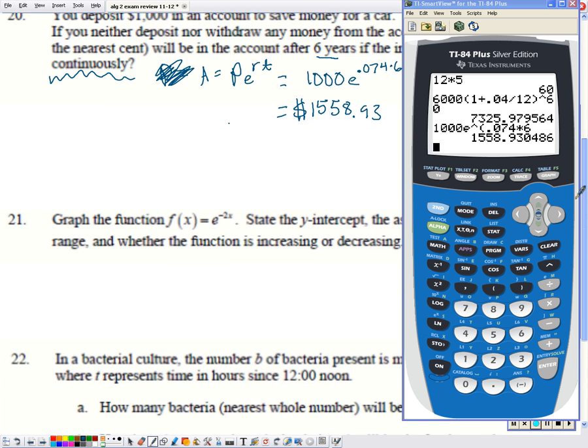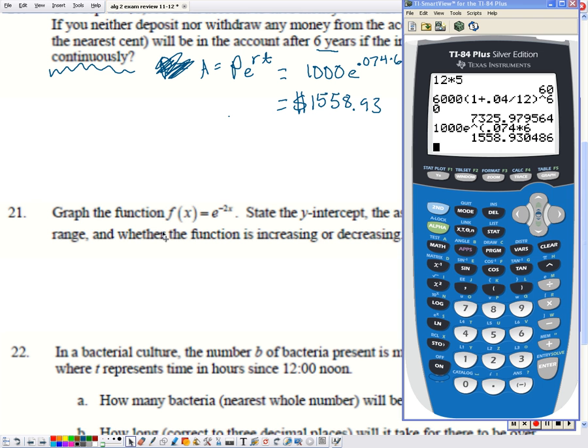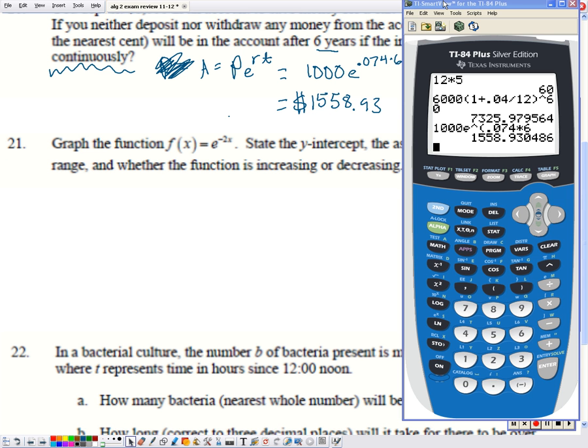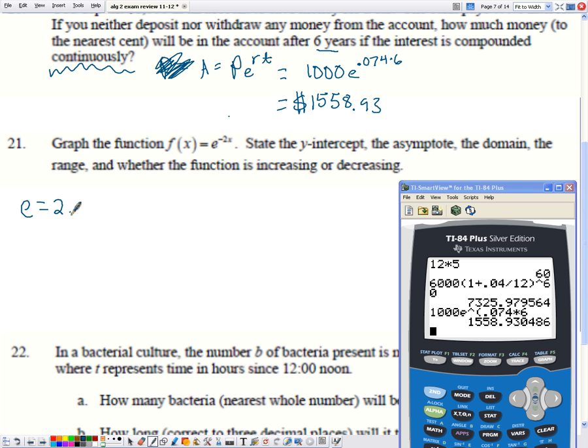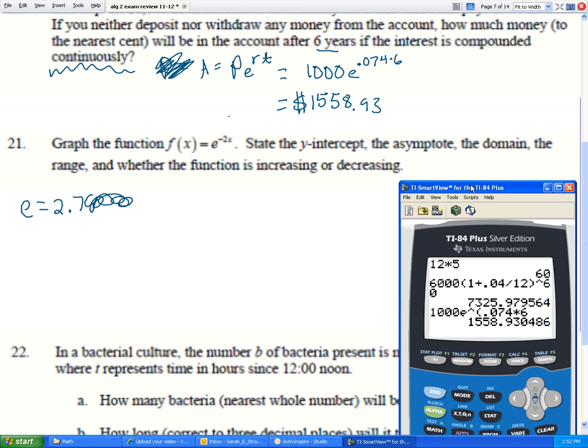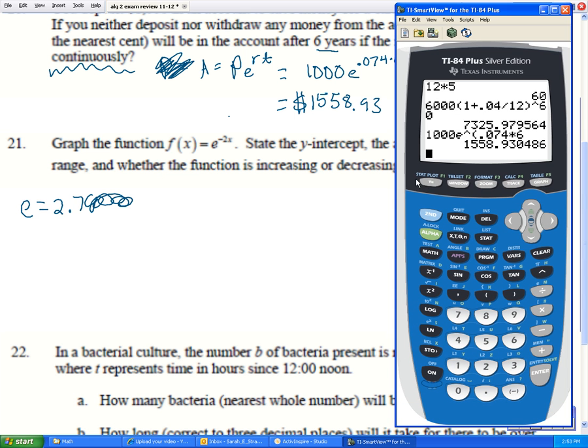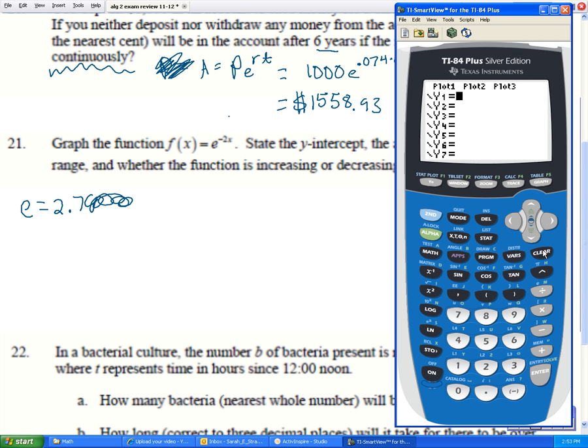Number 21. Graph the function. State the y-intercept, and all kinds of exciting things. Alright, well, obviously the first thing I'm going to want to do is type that into my calculator. I do know a couple things, though. I want to remember that e is a number we know. e is just the number 2.7, and then there's, like, stuff. 2.7 would be a growth function. However, we have a negative exponent here, and that's going to turn that into a decay function. I want to know that because that way when I look at my graph, if I don't see a decay function, I'll know that I made some kind of typo.